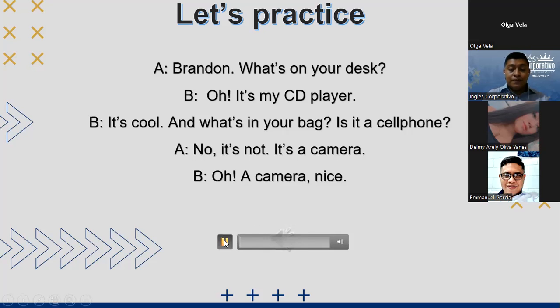Pay attention. Three. Brandon, what's on your desk? Oh, it's my CD player. It's cool. And what's in your bag? Is it a cell phone? No, it's not. It's a camera. Oh, a camera. Nice.